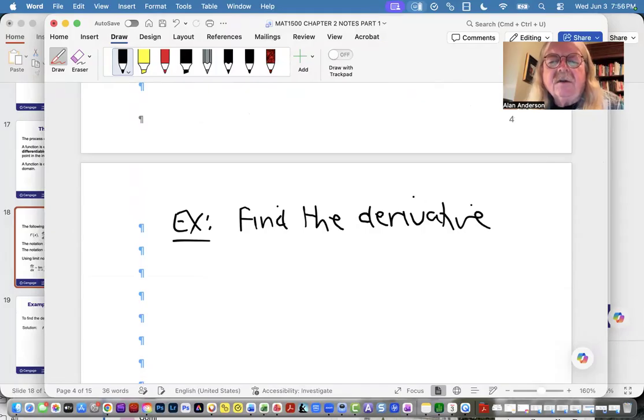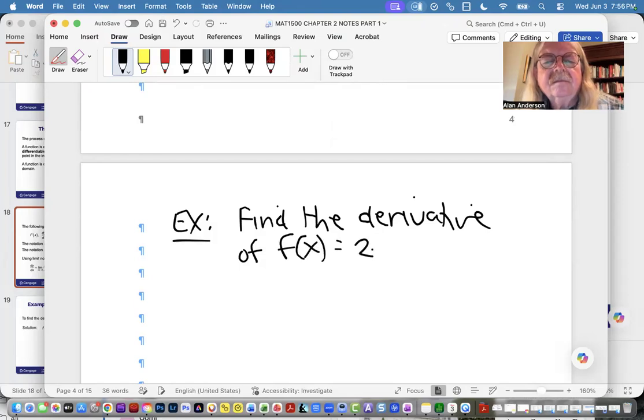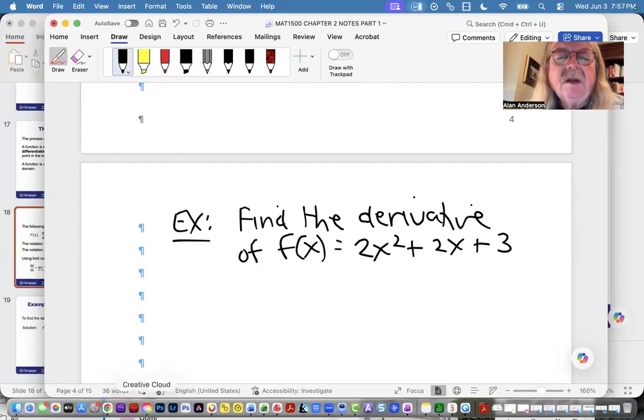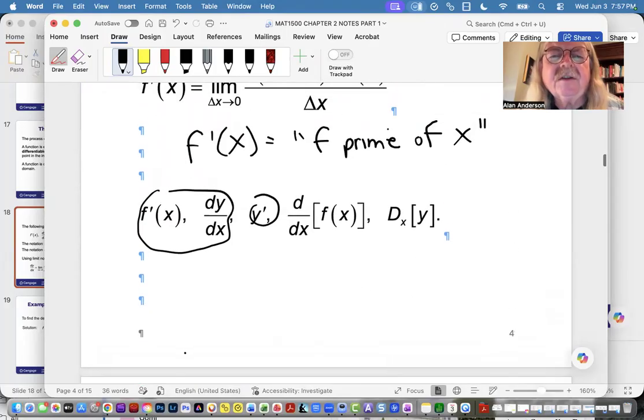You can go look at it later on, but sometimes they'll start out a new concept with a horribly complicated example, and I think that's a terrible mistake. Okay, so how does this work? All right, let's go back and revisit our definition.